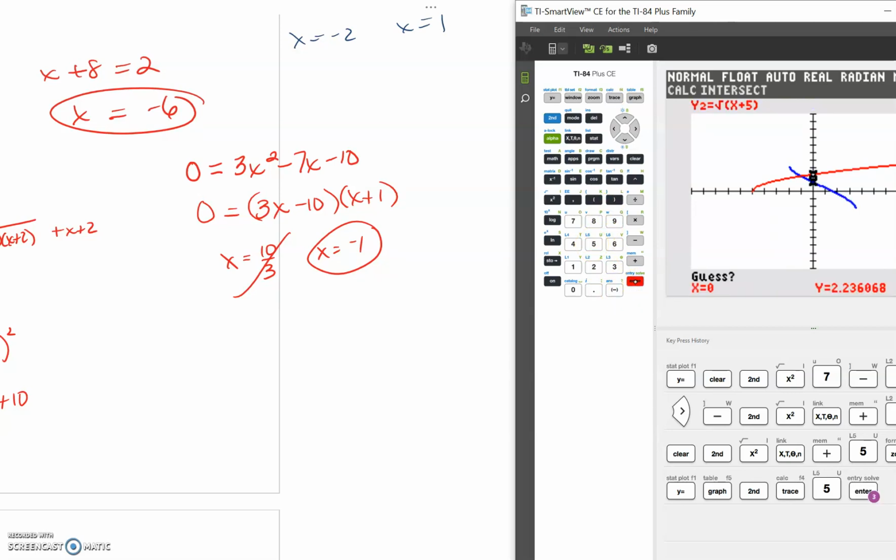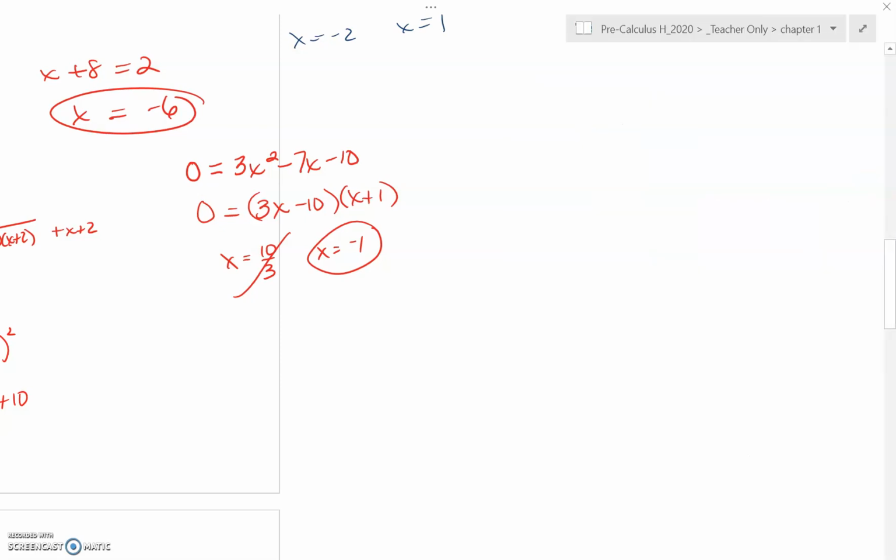There you go, moving from one function to the other. And guess, we'll take a look. Okay, so notice it is -1. All right, great job on that, my friends.